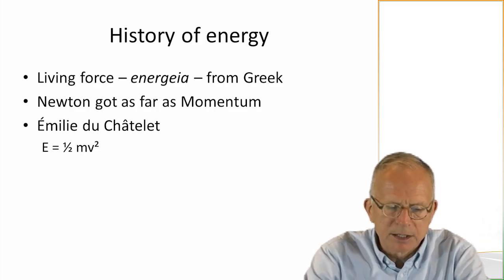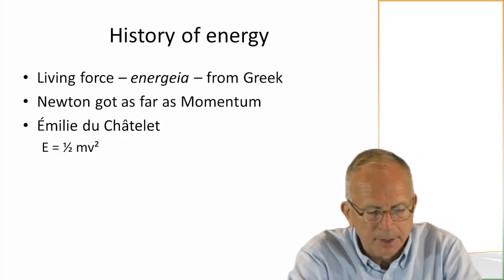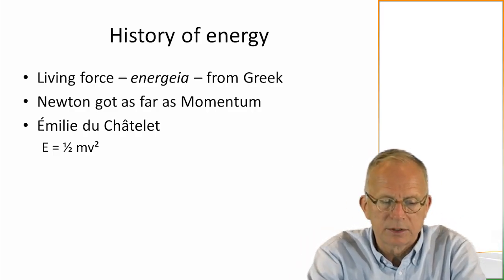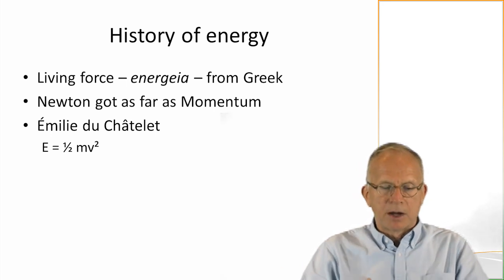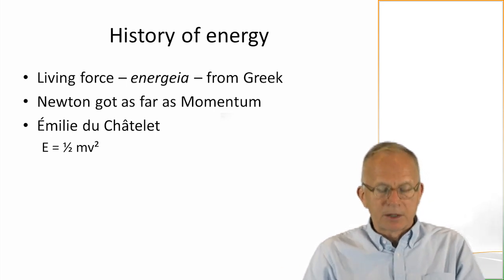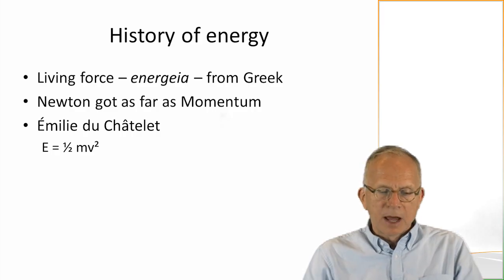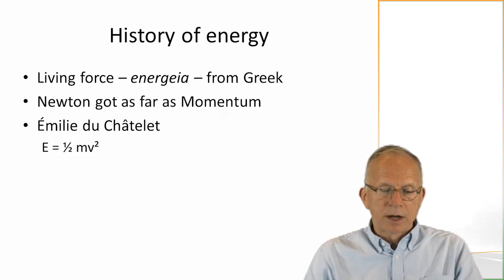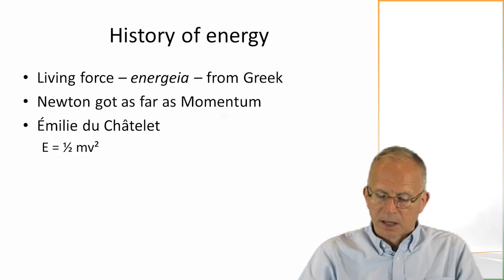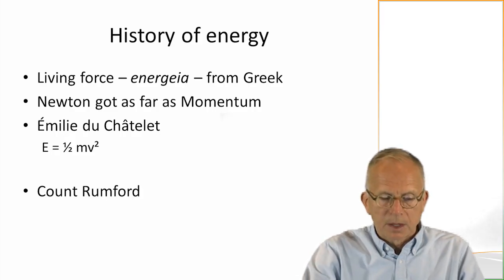Now, Émilie de Châtelet, a woman who translated Newton's Principia into French, was aware of some experiments done in the Netherlands, dropping metal spheres into mud and measuring how far they penetrated. She figured out that energy from mechanics is 1/2 mv squared. This was quite a useful discovery back in the 1700s when Émilie did this work.